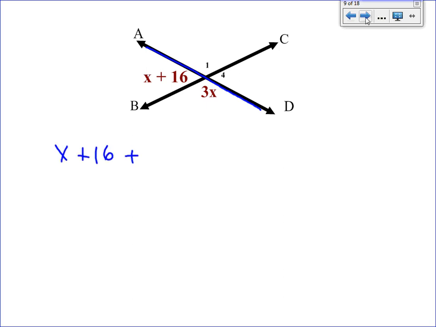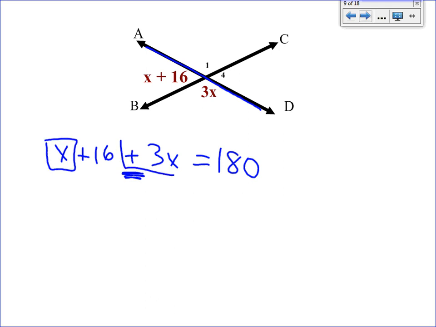then when I add them together, when I do x plus 16 plus 3x, my answer is going to be 180 degrees. The angles are supplementary. They form a straight line. So add them together and set them equal to 180 degrees. Combine like terms. X plus 3x is 4x plus 16 equals 180 degrees.